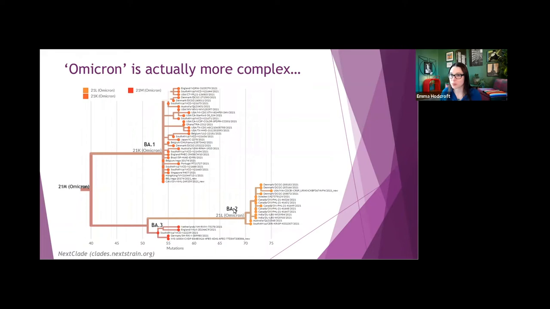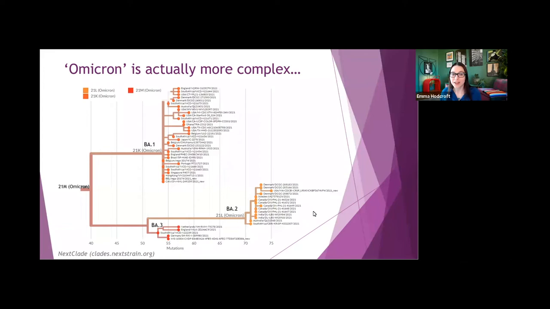And now, of course, BA2 is what is taking over and has actually come to dominate across most of Europe and is very quickly dominating around the rest of the world as well. There's a third lineage, BA3, but we just don't see many sequences of it. It doesn't seem to be expanding. So you don't hear much about BA3 because it just doesn't seem like it can compete against its two sisters, BA1 and BA2.